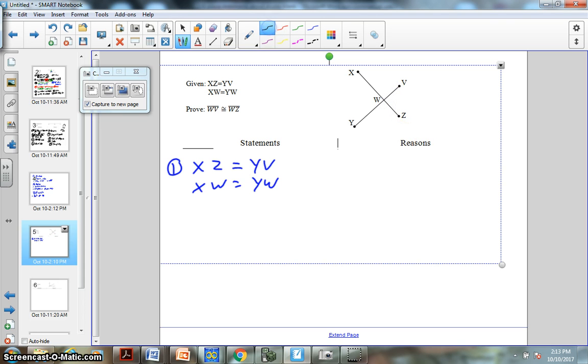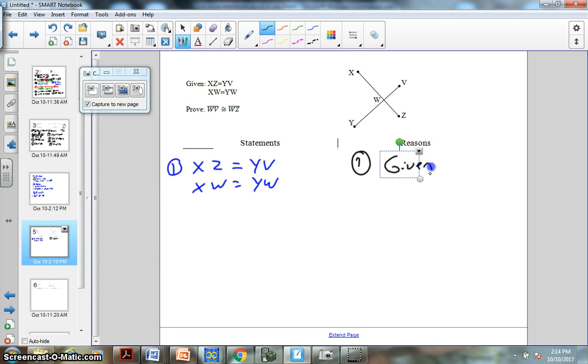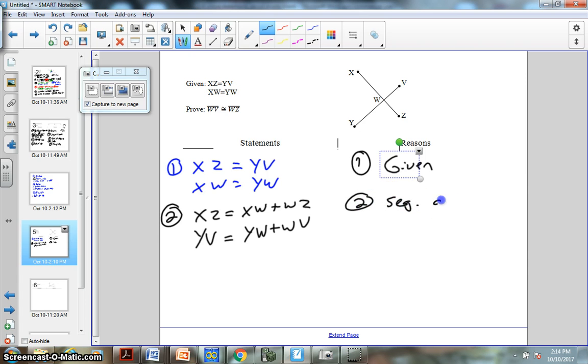Okay, so the first thing I want to do is I want to get a WV and WZ in my proof. So as you guys have done in class quite a bit, we're going to use the segment addition postulate. So I'm going to say my whole line, XZ, is equal to XW plus WZ. The whole line is equal to the parts. And then I'm going to say YV is equal to YW plus WV. Segment addition postulate. Okay. So now I have a WV and a WZ in my proof. They're right there and right there.